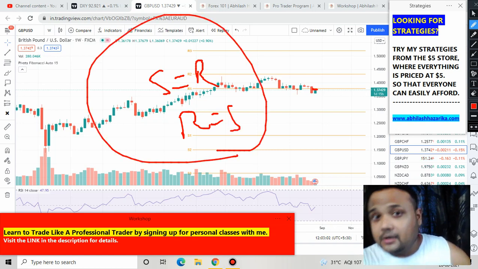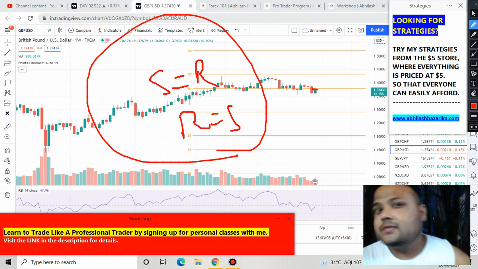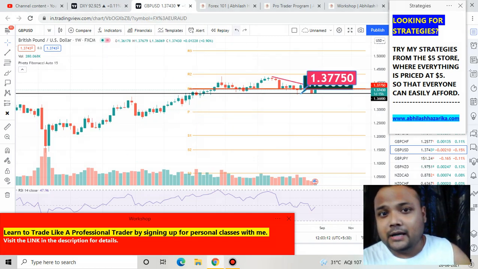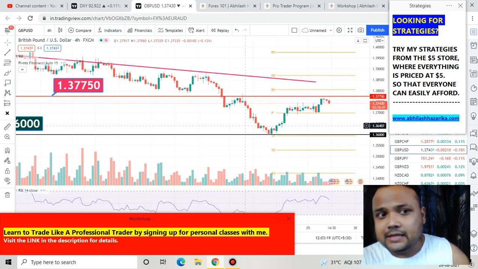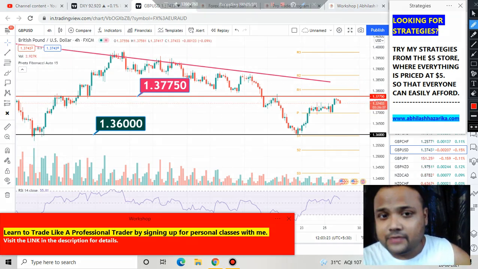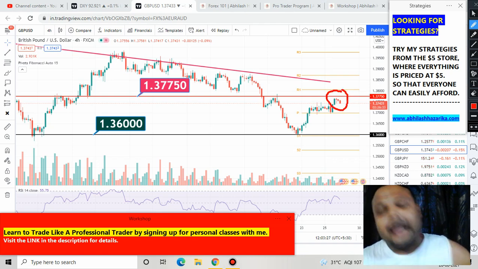And right now, the level which was providing support to the market for the last 3-4 months will be acting as a resistance for the market. Therefore, we have a new resistance on the market, and that is 1.3775. You also need to mark this level, because from now onwards this level will be acting as a resistance for the market. And right now we can clearly see that it is already acting as a resistance.